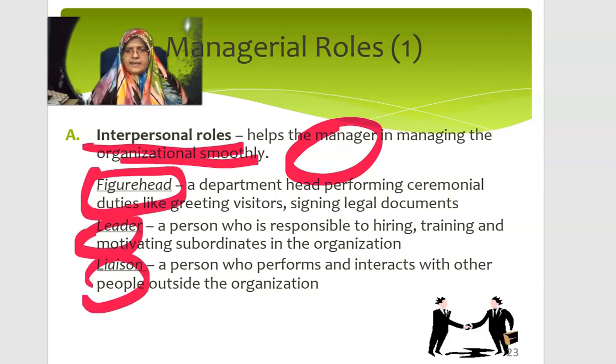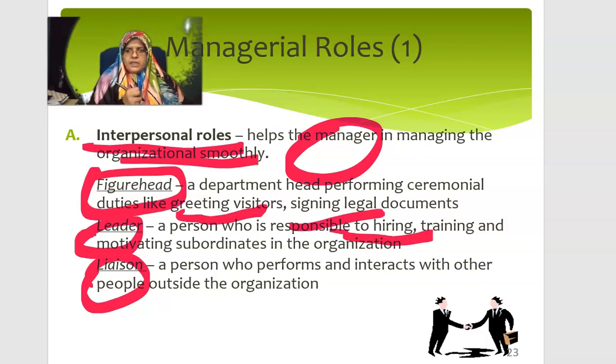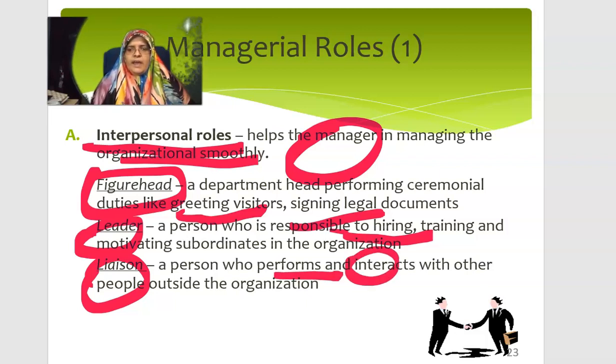Figurehead, leader and liaison. As a figurehead, dia sebenarnya adalah orang yang penting untuk greeting visitors, signing legal documents, orang yang penting untuk responsible to ambil ataupun motivate, recruit or motivating subordinates. Okay. Dan orang yang penting juga, the most important person in performing and interacting with other people outside the organization. So, these are the interpersonal roles. Okay.